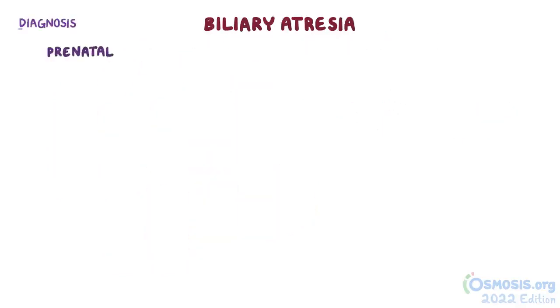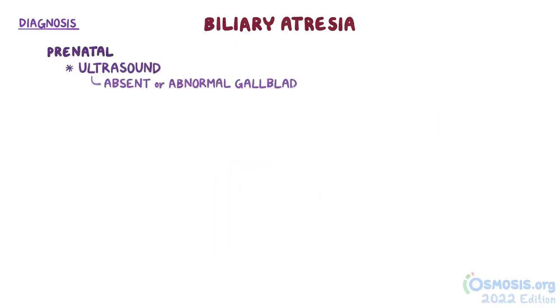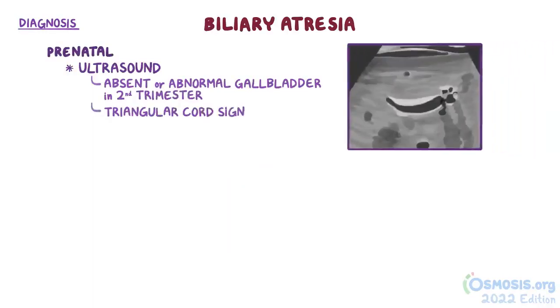Prenatally, biliary atresia can be suspected on ultrasound. Signs that point to this condition include absent or abnormal gallbladder in the second trimester or the presence of the triangular cord sign, which is a thick, tubular, or triangular echogenic density along the anterior aspect of the portal vein.